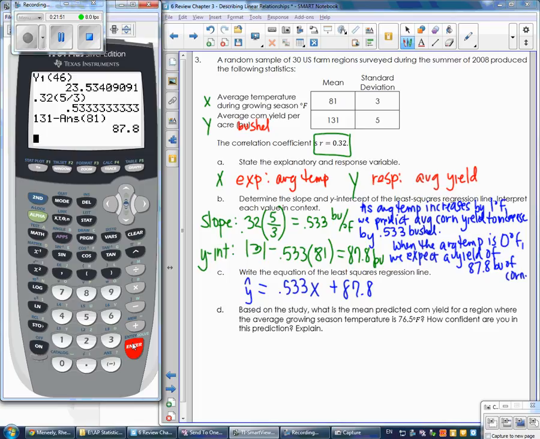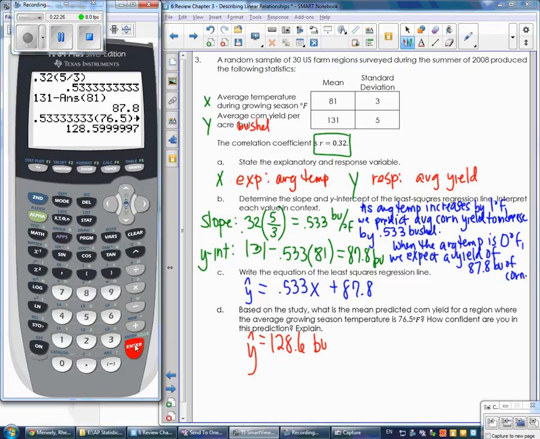So in this case, I don't have my equation stored in y equals, but again, I'm just letting x equal 76.5. So I'm just going to type in a bunch of 3s so I don't have my error. Then I'm going to put in my x, 76.5, and then add my y-intercept to that, which is 87.8. And the prediction is 128.6. And that would be, again, in bushels.